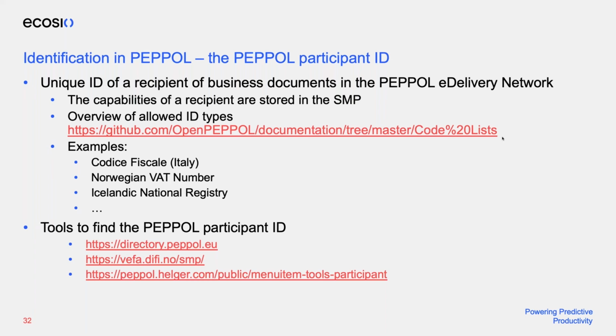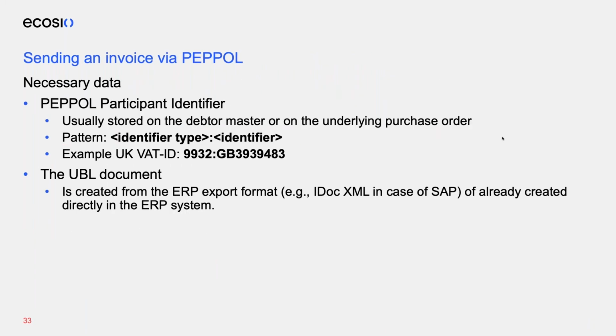So an official directory by Peppol, then another directory by Norway, and also a publicly available directory by helga.com. So sending an invoice via Peppol requires certain data. Obviously, you need to know the Peppol participant identifier. In your ERP system, you would store it on the debtor master or the underlying purchase order, depending on the specifics. The pattern is always identifier type : identifier. So for instance, an example for UK VAT ID would be 9932 : and then the VAT ID.